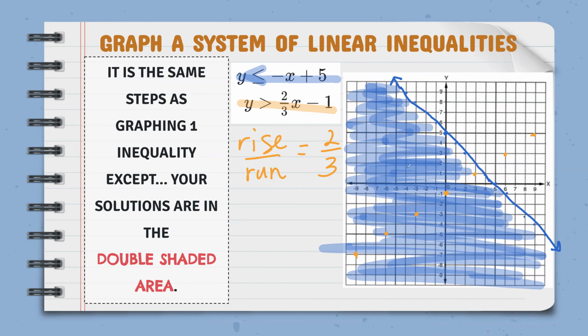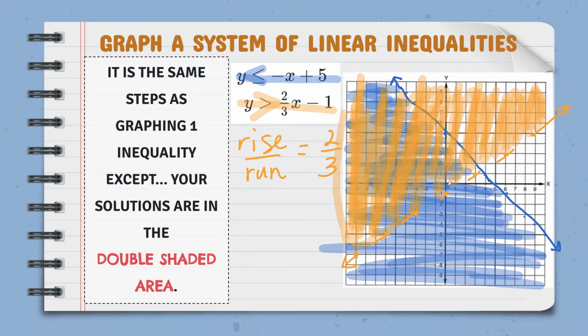Is it dashed or solid? Since there's no solid line, it's going to be dashed. And now I need to shade because it says greater than. I'm going to go to my y-intercept and shade everywhere above the inequality. Do you see how I shaded everywhere above the inequality? So I graphed my two inequalities, my system of inequalities.